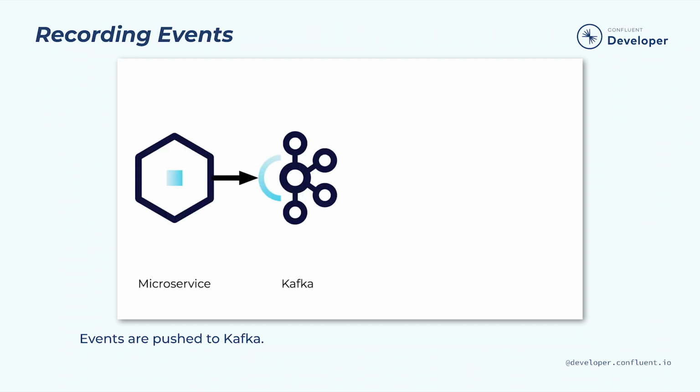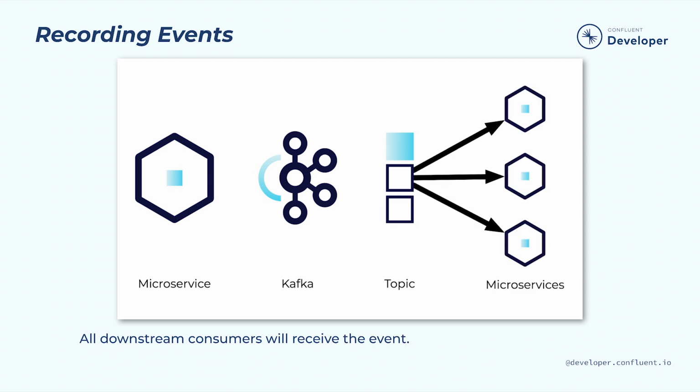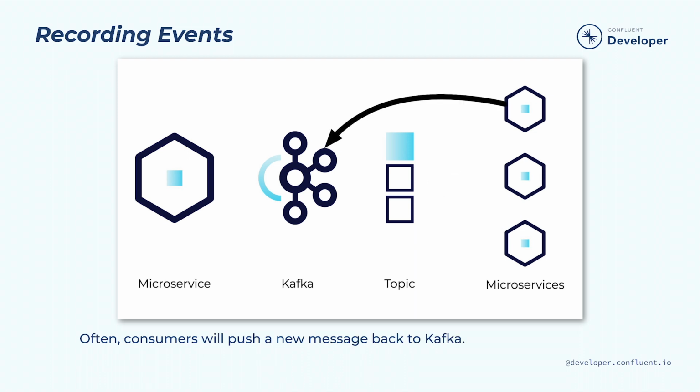These events are usually pushed to a messaging platform such as Kafka. They are recorded in a Kafka topic, and then downstream applications subscribe to that topic. Each time a message is pushed, all of the downstream consumers will receive it, and they can then perform any of the necessary processing. Often, this happens in a pipeline where multiple stages will perform various transformations and push the results back onto new topics.